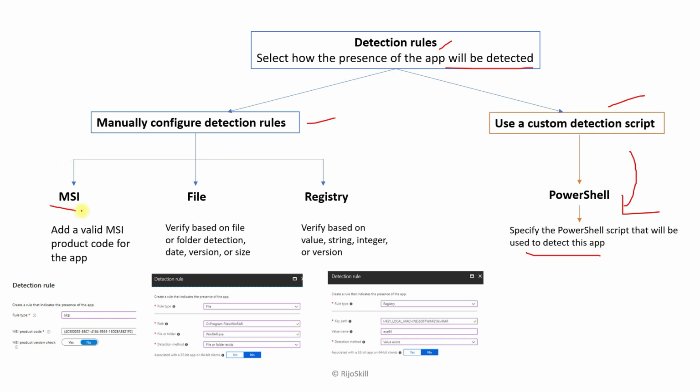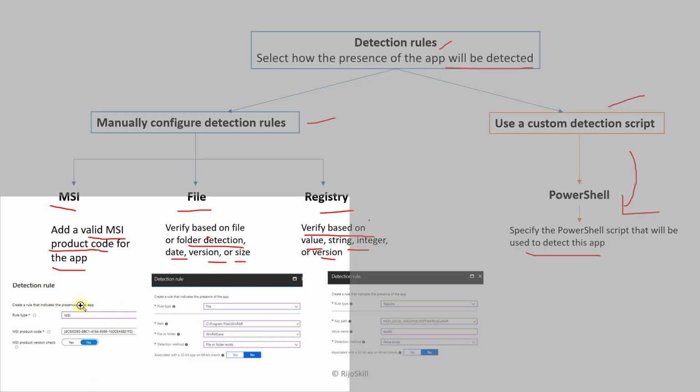So MSI, file and registry. These are the three methods available for the manual detection rule. Here is a valid MSI product code for the app. And here it verifies based on file or folder detection. You give the date, version or size. And registry means verify based on the value: string, integer and version. So I will pop up this one.